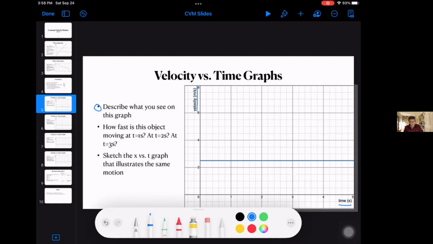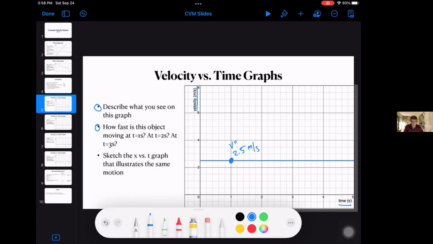As a hint, how fast is the object moving when the clock reads 1 second? So go out to 1 second and up to the vertical coordinate. What is that value? It's 2.5, but 2.5 what? Like, what is that quantity? Look on the y-axis. Oh, it's velocity measured in meters per second. We would say the velocity of this object at time equals 1 second is 2.5 meters per second.